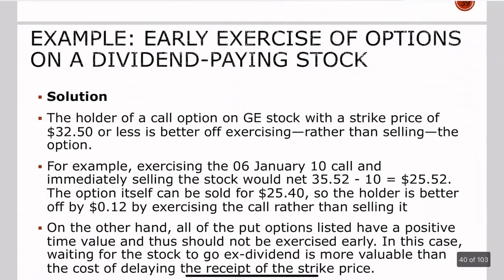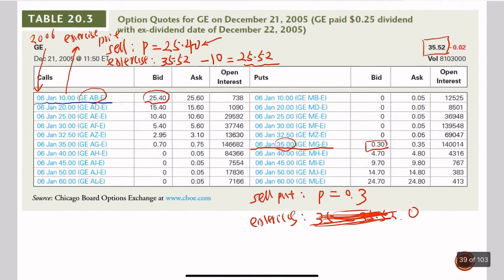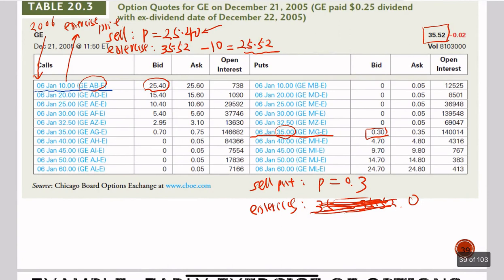Now let's see what kind of answer we have here. The answer says the holder of a call option on G stock with a strike price of 22.5 or less is better off exercising it. Let me see what's the answer here. It says these options, you're better off by exercising early.